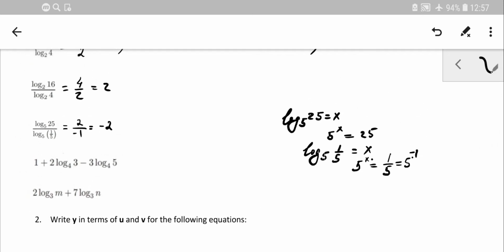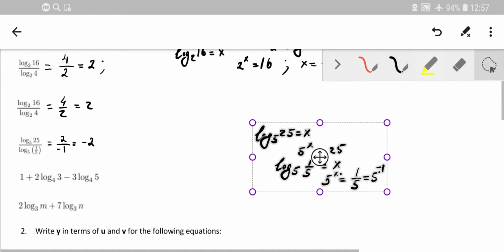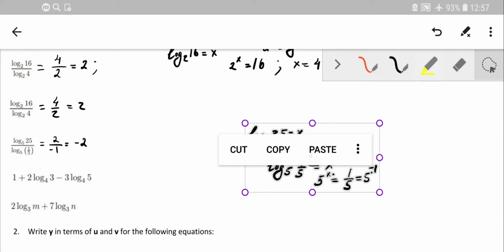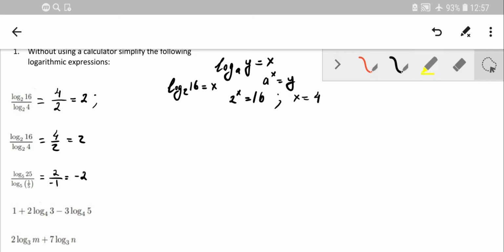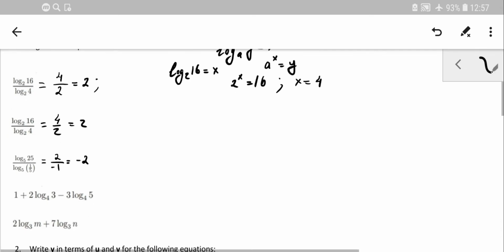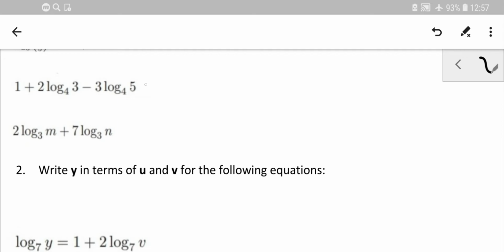All right, so that's how it works. I'll just erase that, or maybe just transfer it somewhere here. Okay, let it be cut off. Next one. Without using a calculator, simplify that.